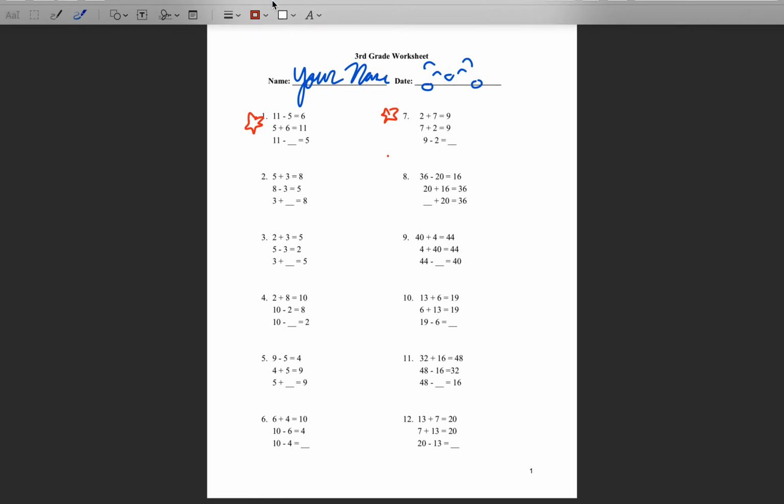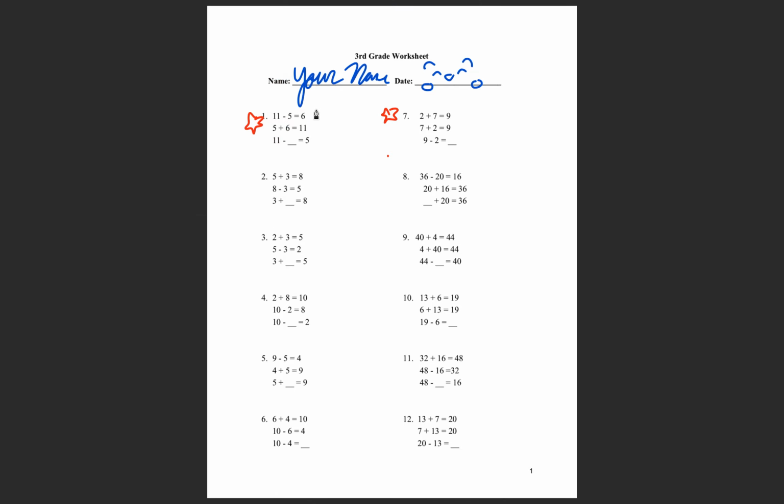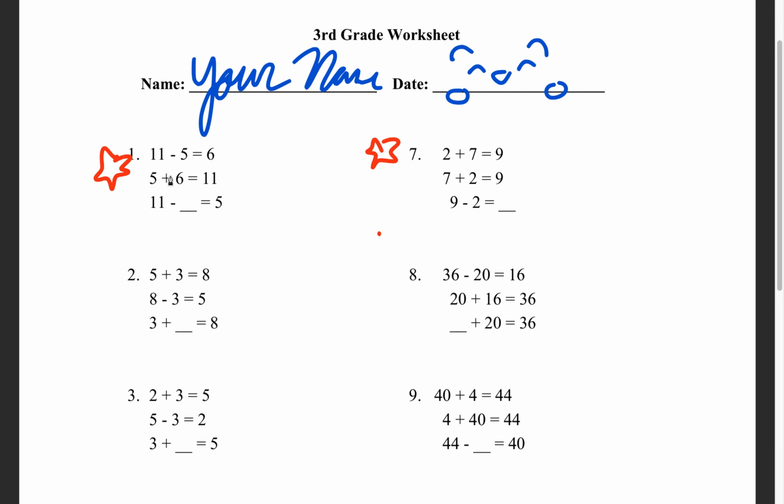So, today we're going to look at something different. Basically, it says 11 minus 5 is equal to 6 and 5 plus 6 is equal to 11. Therefore, 11 minus blank is equal to 5.